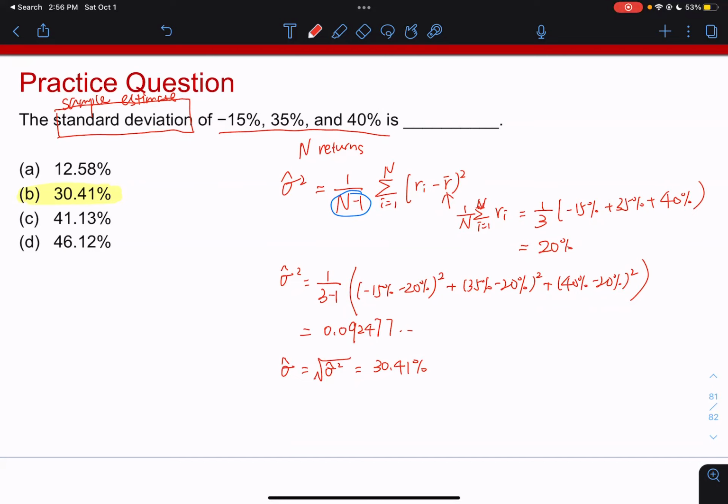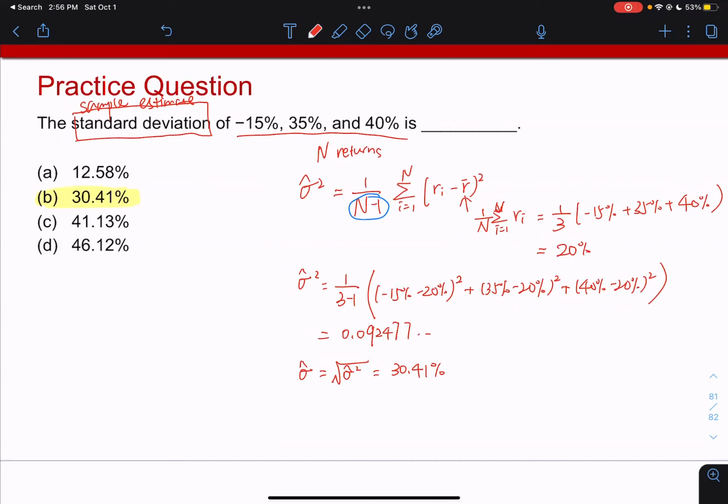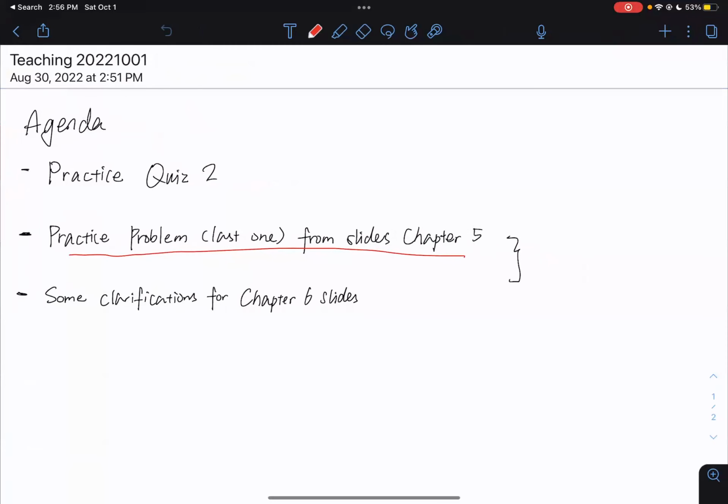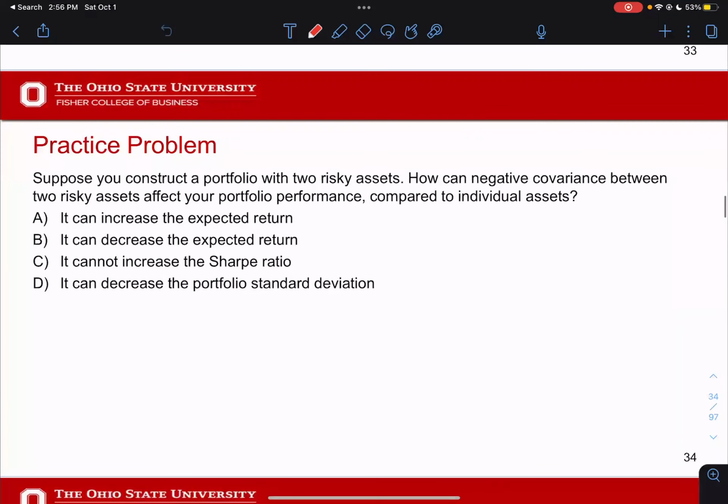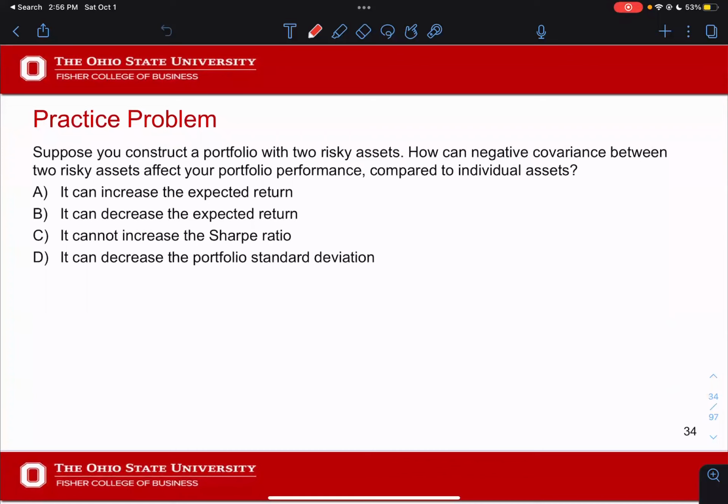Question? No. Good. Then let's go to slide 6, right? We are going to finish this one. Let's start with the last practice problem we did in class. So suppose you construct a portfolio with 2 risky assets. How can negative covariance between the 2 risky assets affect your portfolio performance compared to individual assets?